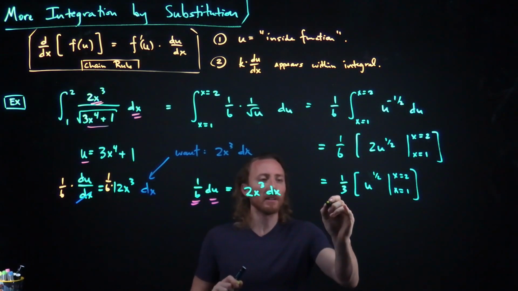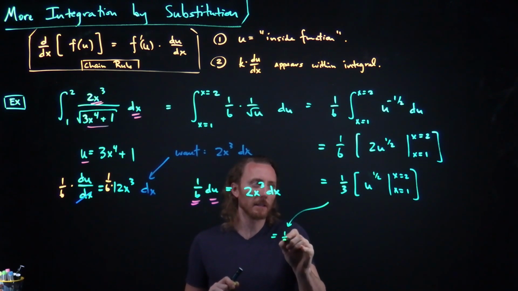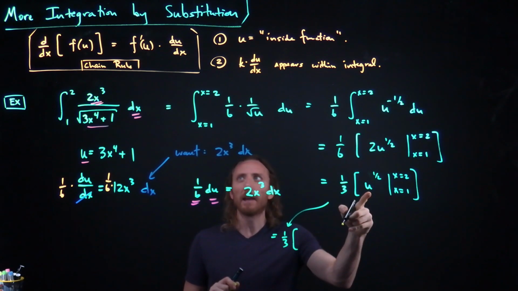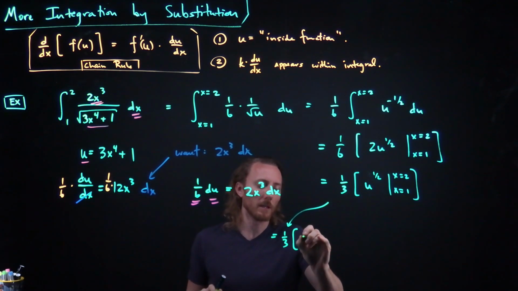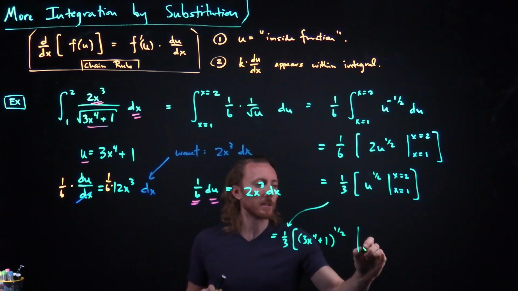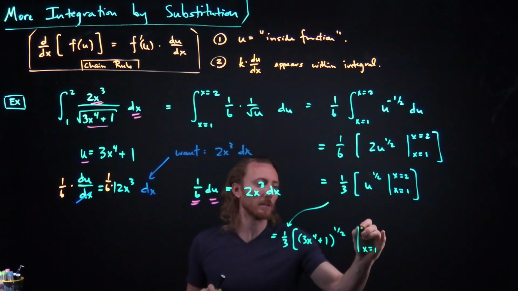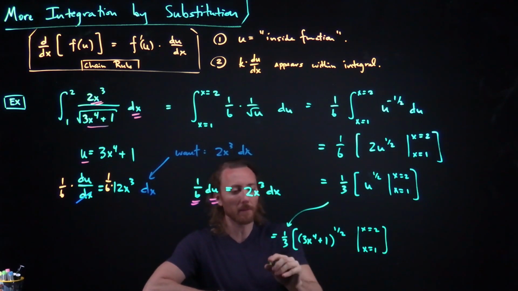So initially what we could do here is just take this u expression and replace u with 3x to the fourth plus 1. And we'd get (3x to the fourth plus 1) to the 1/2 power. And this is between now x equals 1 and x equals 2. I guess the x is more superfluous at this point because we've got everything back in terms of x, but so be it.